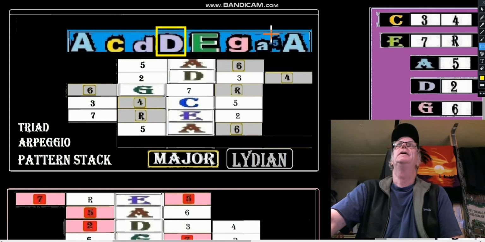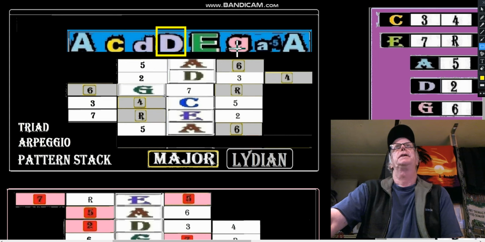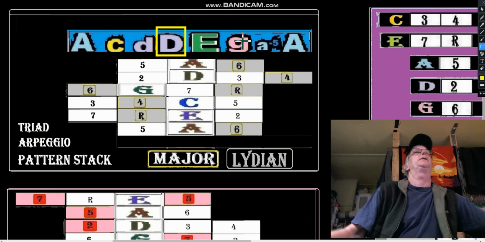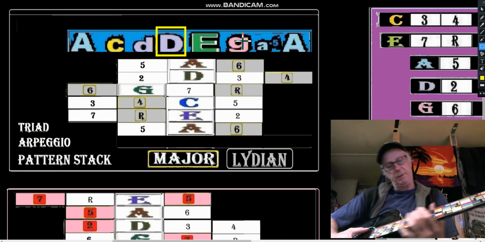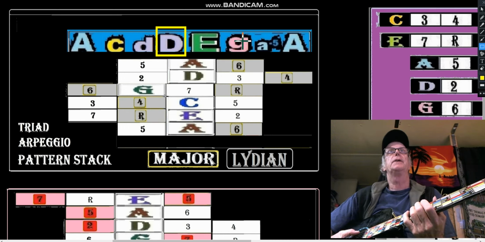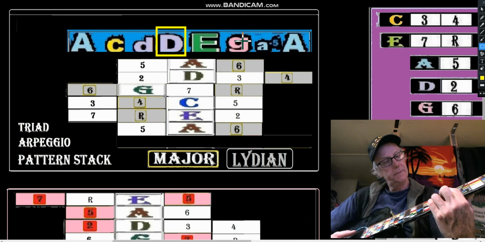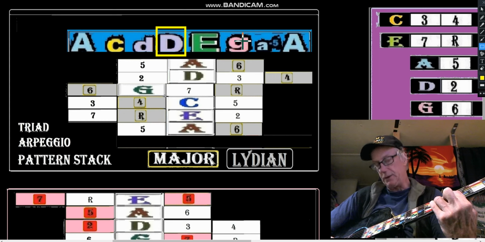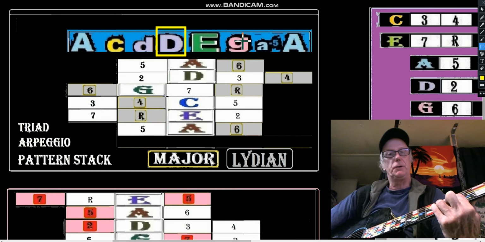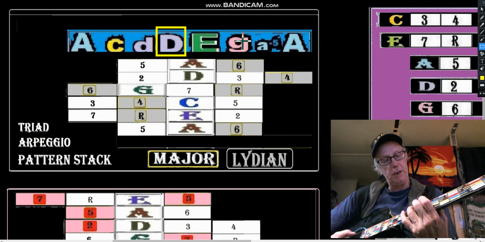So we have a G minor shaped sixth there. So in the key of C, that would be A minor. So if the Lydian fourth was the F, we would have a G minor shaped A minor. A G minor shaped A minor would be like this. There's your A minor shaped A minor. We talked about that yesterday.